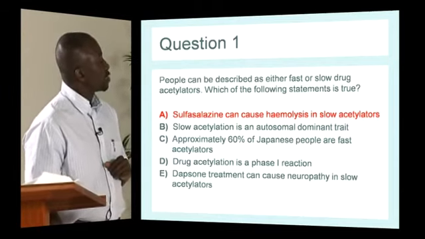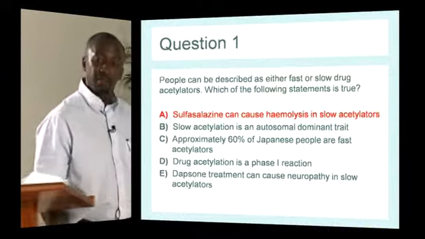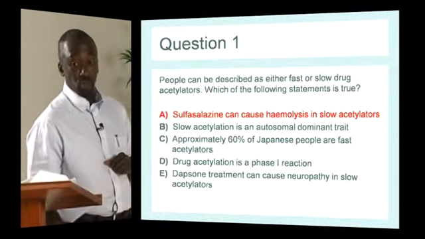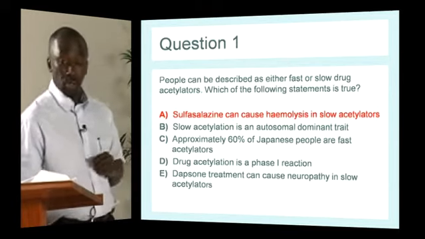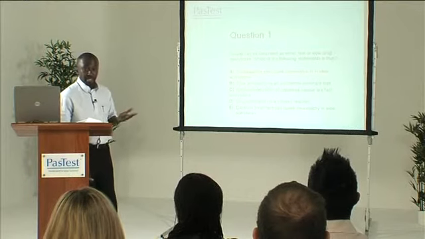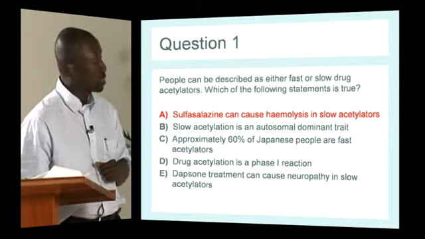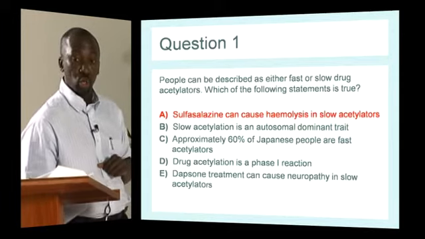Interesting, 60% of Japanese people are fast acetylators. It's actually 60% of Caucasians. In the Japanese population, it's actually less than that. It's about 10 to 30% who are slow acetylators. Drug acetylation from the slide before is a phase 2 reaction. Dapsone treatment can cause neuropathy in slow acetylators. That's a tricky question because dapsone is affected in slow acetylators, but it doesn't cause neuropathy, it causes hemolysis. So dapsone and sulfasalazine cause hemolysis in slow acetylators.